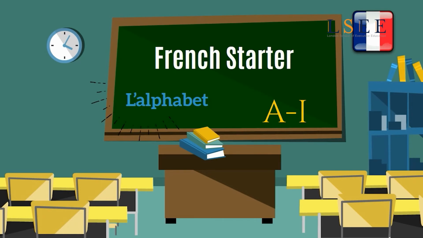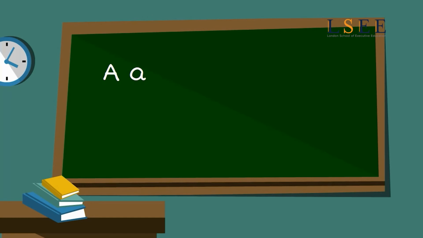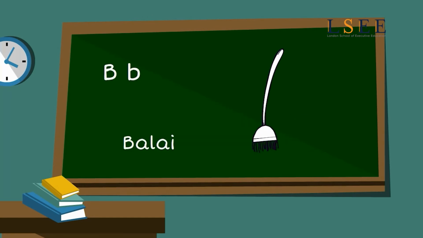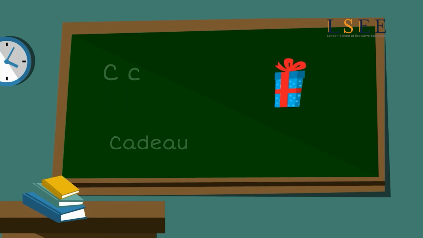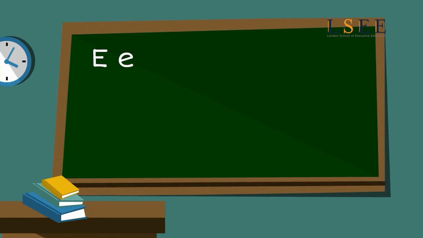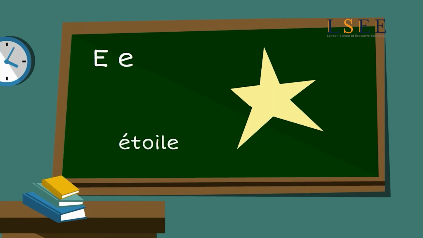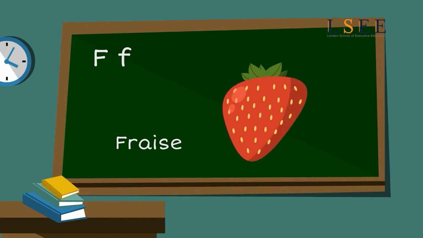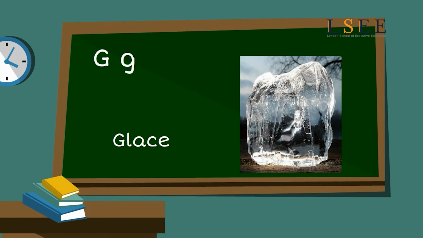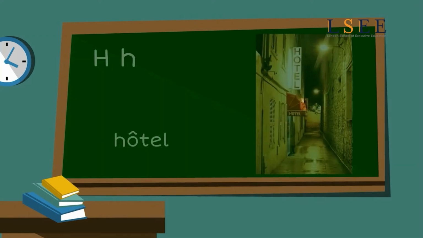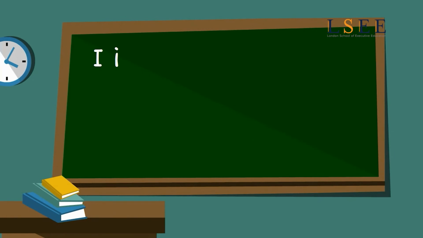L'alphabet. A, avion. B, balai. C, cadeau. D, dauphin. E, étoile. F, fraise. G, glace. H, hôtel. I, île.